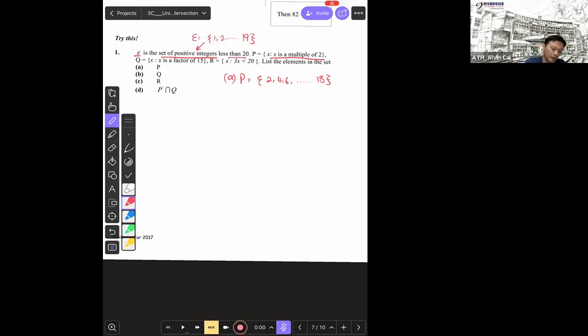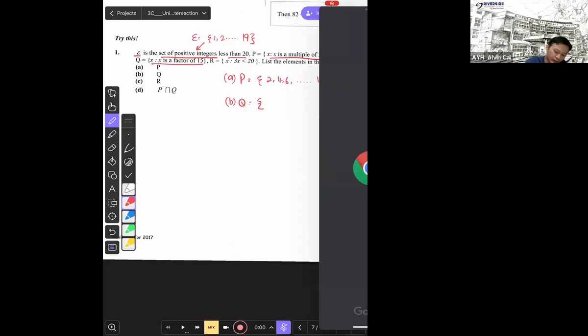Okay, so that's for part A. Okay, so for part B, we are looking at Q. The question mentioned that it's a factor of 15. So it's quite straightforward. The factor of 15.